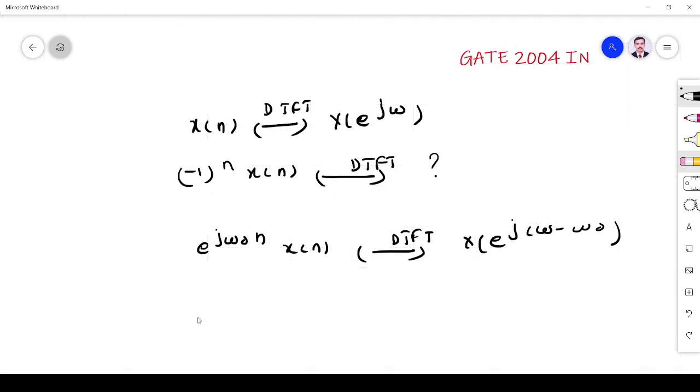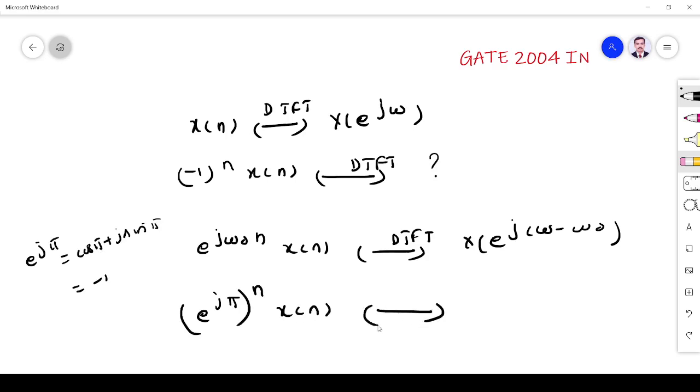I write minus 1 as e power j pi. What is e power j pi? E power j pi is cos pi plus j sin pi, that is minus 1. So e power j pi power n x of n. So instead of omega naught, I have pi. So X of e power j omega minus pi, that is the answer. So the answer is X of e power j omega minus pi. So it is the Fourier transform of minus 1 power n x of n. Thank you.